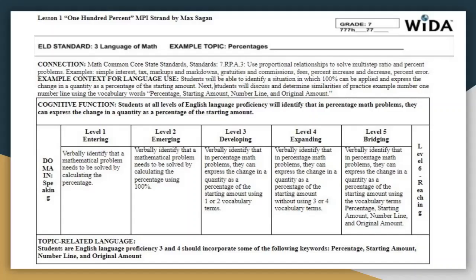When thinking of the different levels, we started at level 1, where students were verbally identifying that the math problem needs to be solved by calculating a percentage, and slowly scaffold their way up to level 5, where students will verbally identify that in math percentage problems, they can express the change in a quantity as the percentage of the starting amount using the vocabulary terms percentage, starting amount, number line, and original amount.